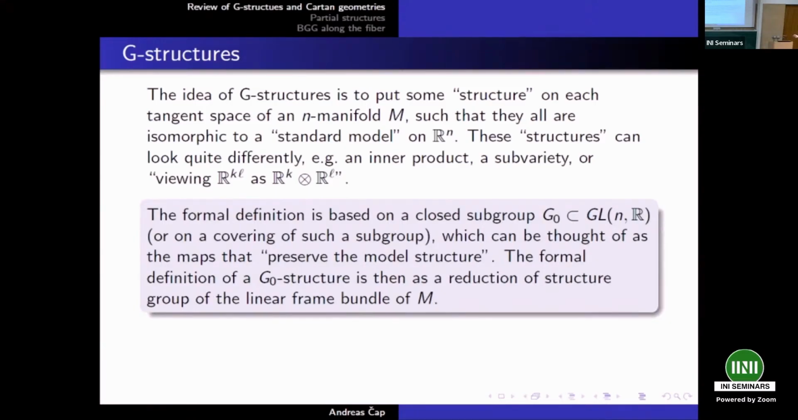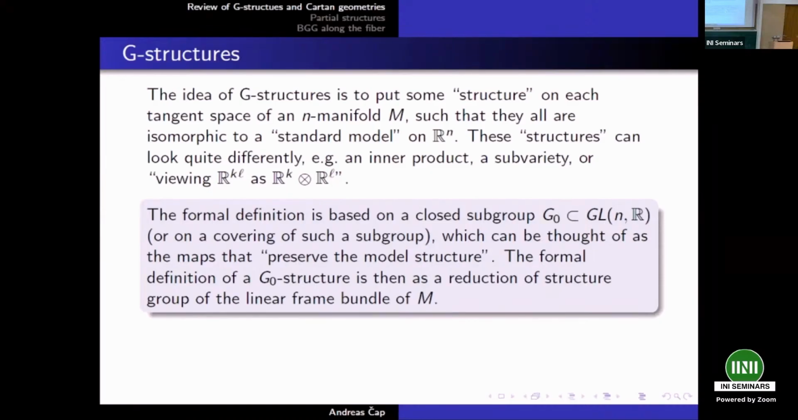So in the case of an inner product, this would just be the orthogonal group of the inner product. In the case of a subvariety, it would be those linear automorphisms that map this subvariety to itself. Here, it would be just a subgroup coming from GL_K times GL_L in GL_{KL}. Sorry, K, L, yeah. And you should think about this closed subgroup G0 as the maps that preserve this model structure.